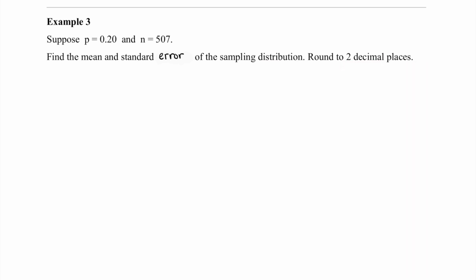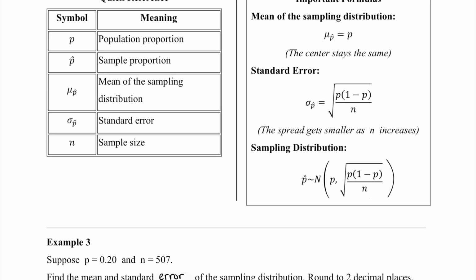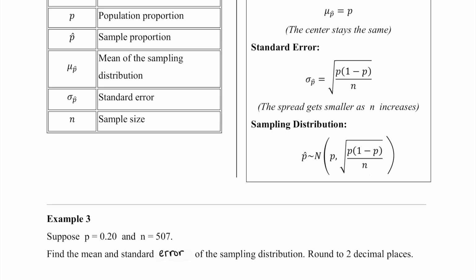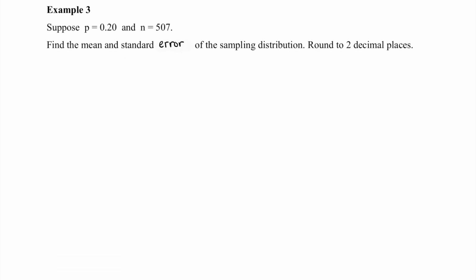Let's start with the mean. We are using this formula, mu of p hat equals p. And p is 0.20, so mu of p hat equals 0.20.